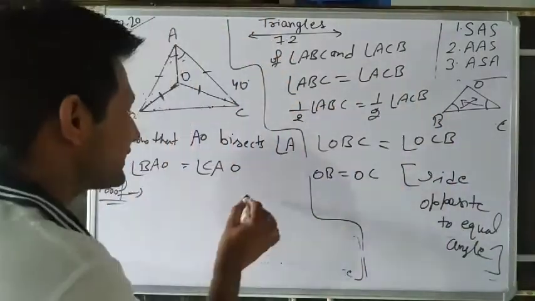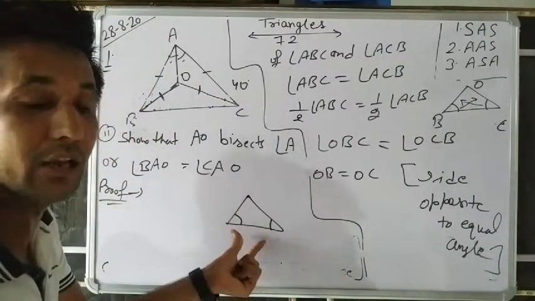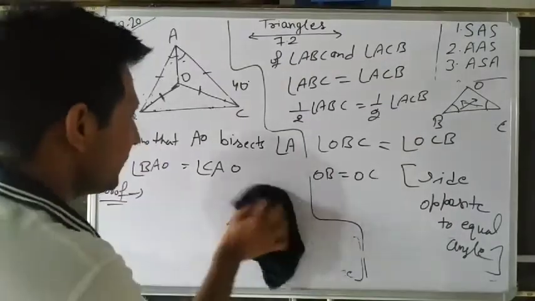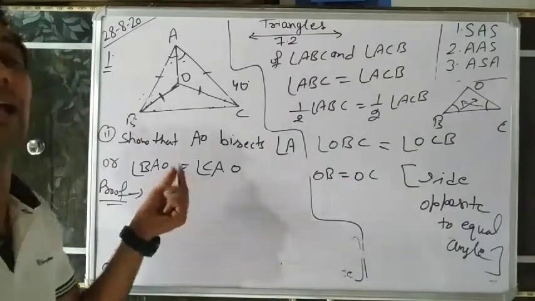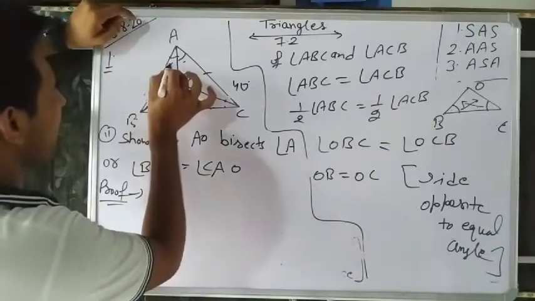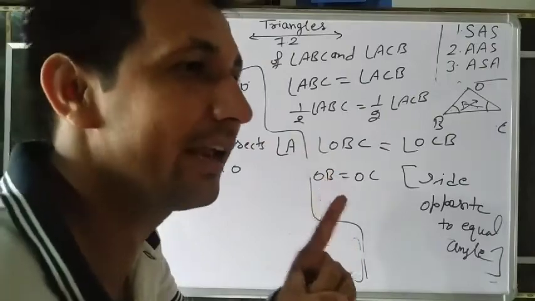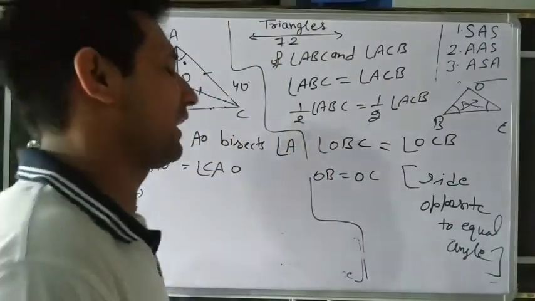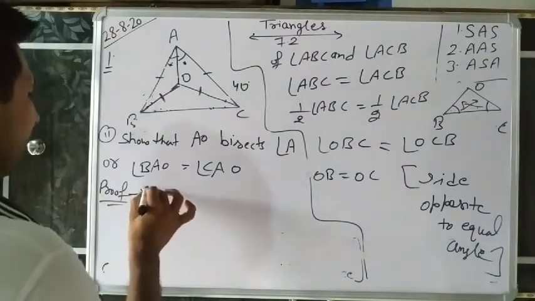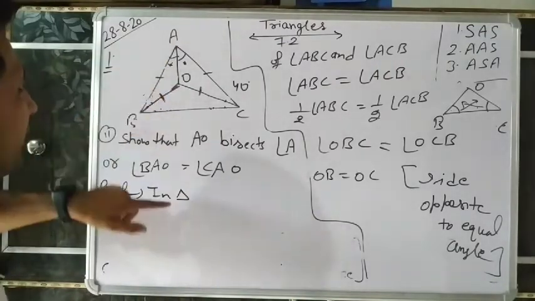Always remember, if in a single triangle you want to show that two angles are equal, you have to show that two sides are equal. But if this angle and this angle are in two different triangles, you have to show first that the triangles are congruent. And if triangles are congruent, then corresponding parts are equal. So check it, angle BAO, in which triangle?